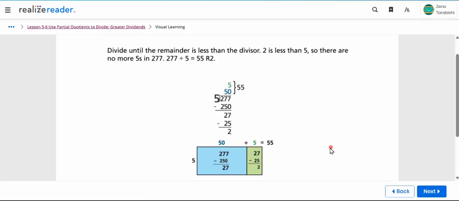Divide until the remainder is less than the divisor. 2 is less than 5, so there are no more 5s in 277. 277 divided by 5 is equal to 55, remainder 2.